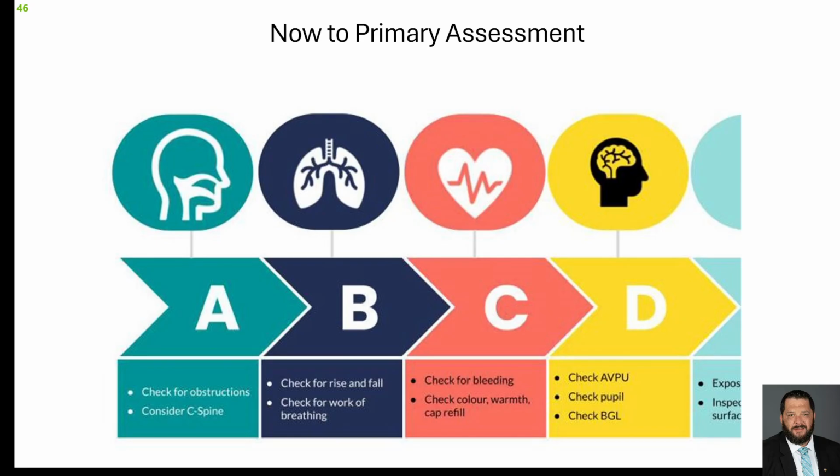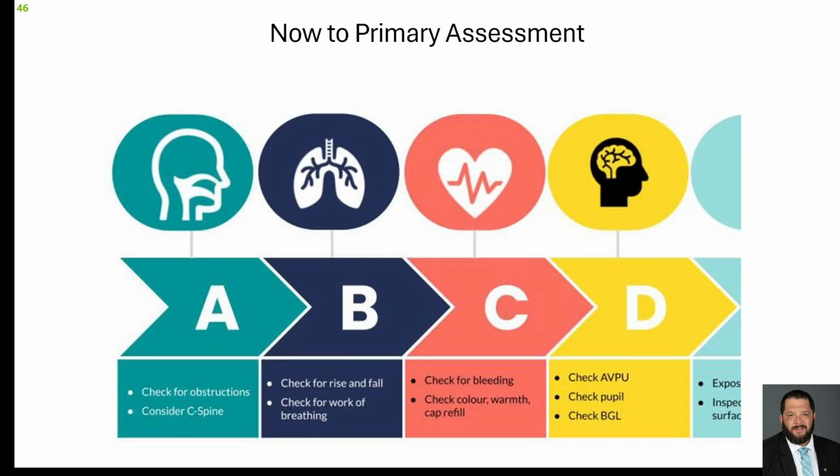And then as you get up to the patient, the next thing you're going to do is your primary assessment. And this is your A, B, C, D, and some folks, depending on where you are or what you read, they may add E in there as well. So A is for airway. You're going to check for airway obstructions. Okay. B is your breathing. You're going to check for rise and fall of the chest and breathing effort, right? Are they able to breathe easily or are they struggling?